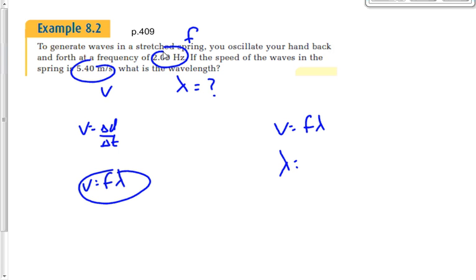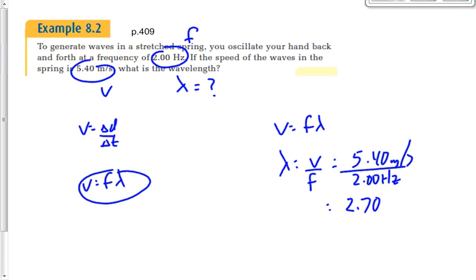The f goes down by dividing. v is 5.40 meters per second, and f is 2.00 hertz. What's the wavelength? In other words, what's the distance between crest and crest, or between trough and trough? 2.70 meters. It's a pretty easy question, isn't it? As long as you recognize what you've got for givens there, it's a pretty easy question.